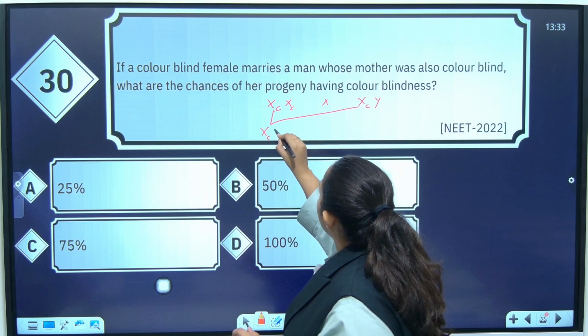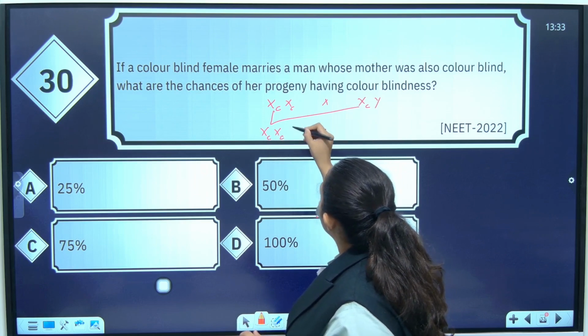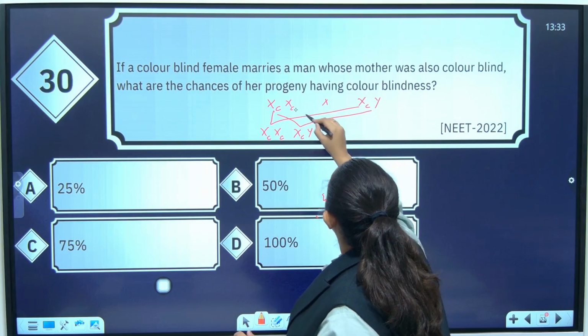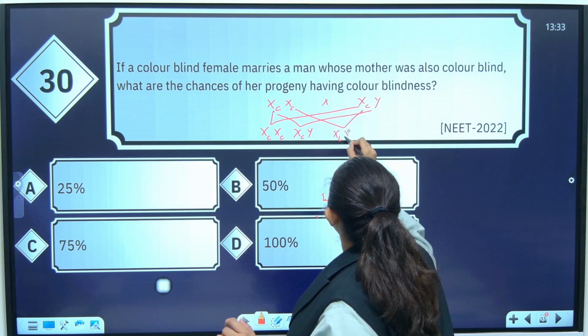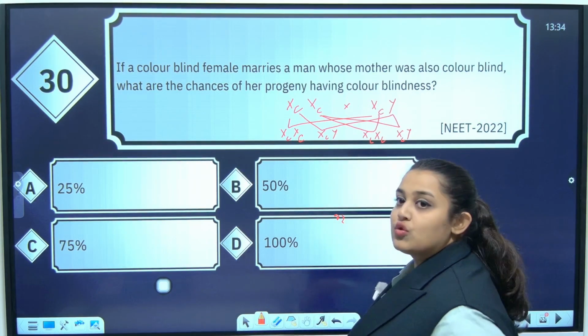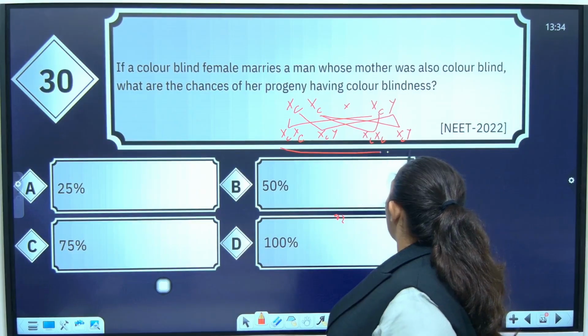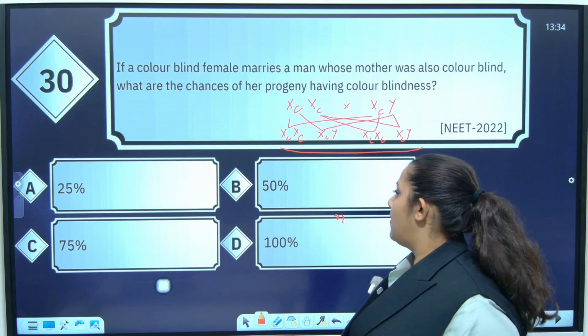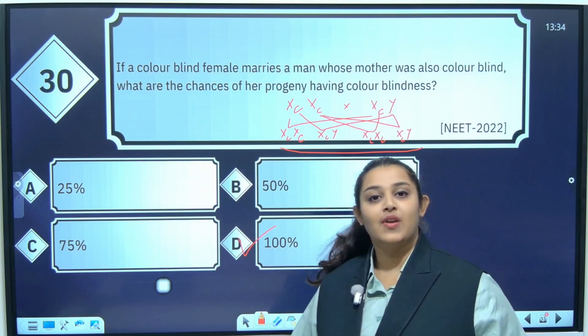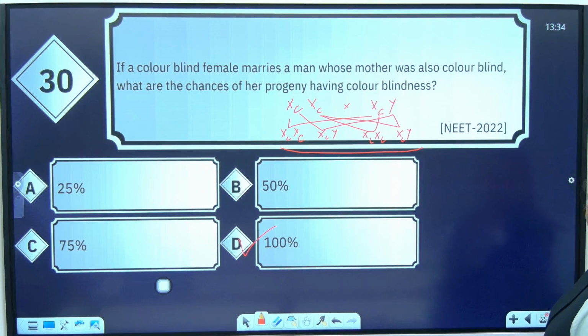In this case, XC, XC. In this case, it is XCY. In this case, it is XC, XC. In this case, it is XCY. So you can see all of them are going to have color blindness. So the answer is 100%. This is very clear. It is option D.